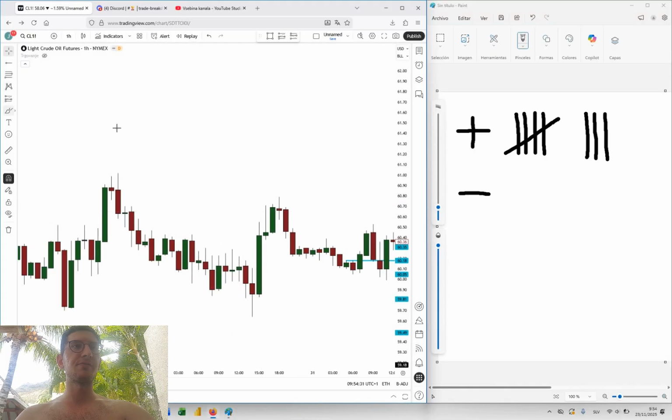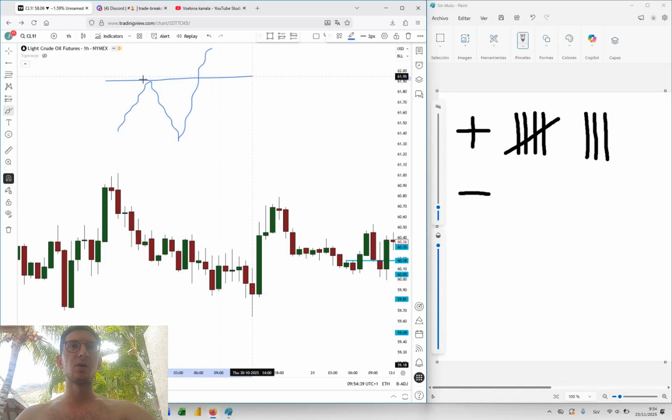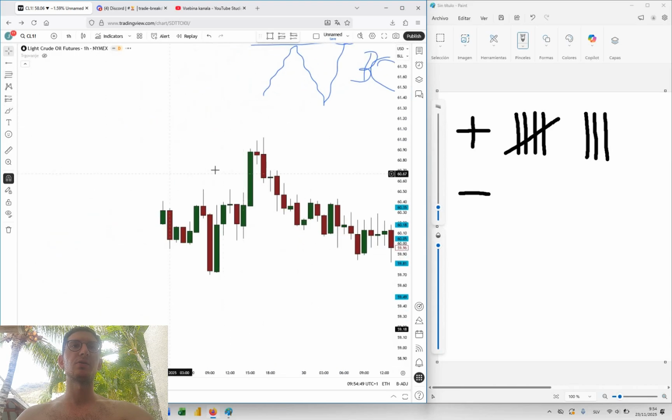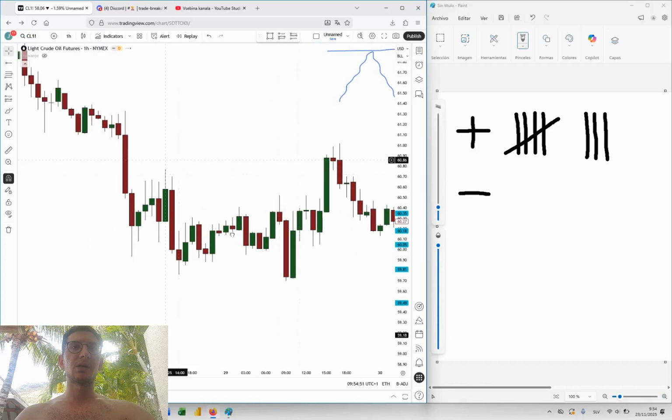So for a break of structure, we have to have one move up, one move down, and then we go up and we close above that line. When we close above it, that's a break of structure. Very simple concept. Let's keep looking.